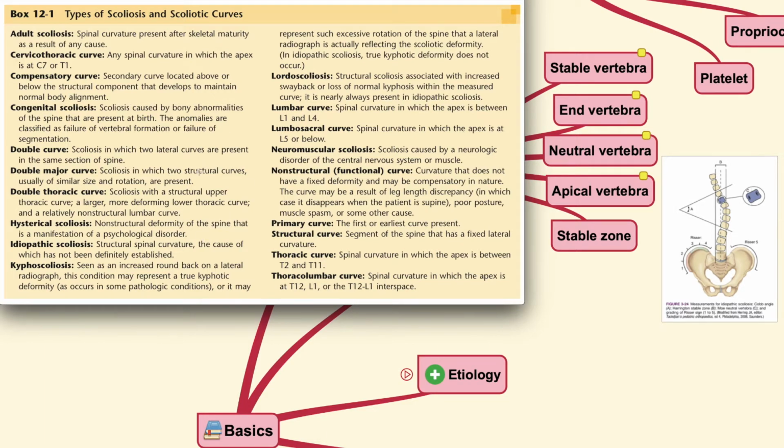Now, there are various types of scoliotic curves that you need to be aware of, and we will use them a lot in our further discussion. We call it the compensatory curve when the secondary curve is located above or below the main curve, so it actually compensates for the main curve. And we call it a primary curve if this is the earliest curve that is present, and we call it a structural curve when the segment of the spine has a fixed lateral curvature.